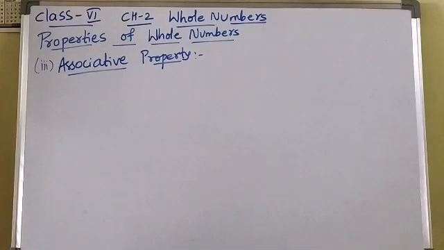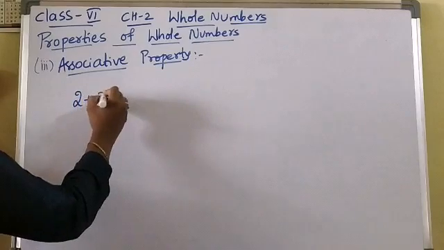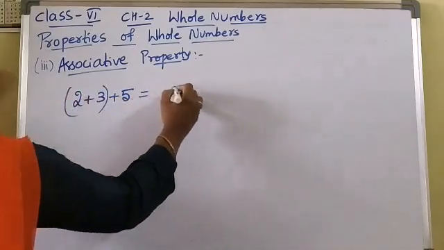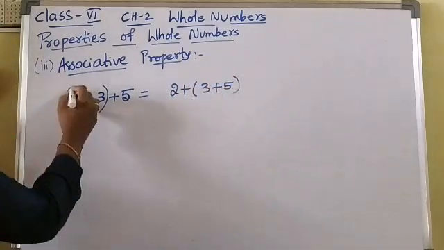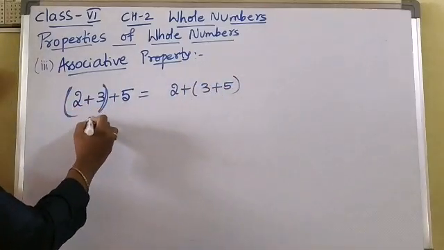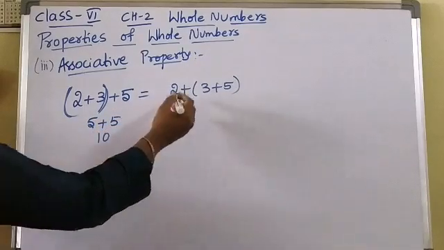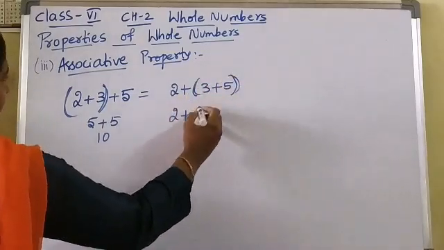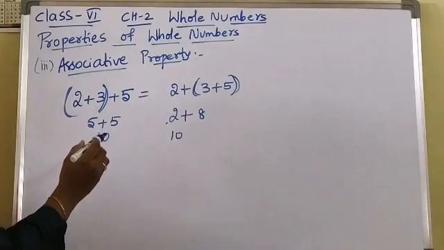So first, before going to the associative property, suppose we add (2 plus 3) plus 5, and 2 plus (3 plus 5). Here first I will add in the brackets. 2 plus 3 is 5, and 5 plus 5 gives you 10. Coming to the second one, first I will add in this bracket. 3 plus 5 is 8. So 2 plus 8 is 10.